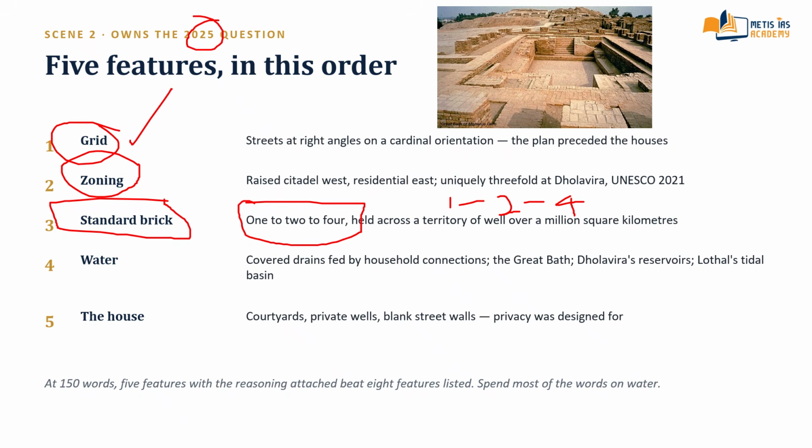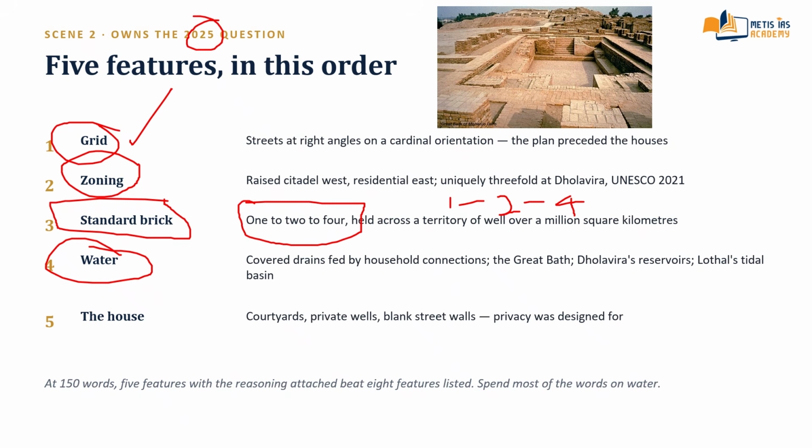Then the fourth one is water and drainage. This is where the answer should spend most of its words, because it is the feature in which the Harappans genuinely led the ancient world. Covered drains ran along the streets, individual houses connected to them, bathrooms in nearly every house, wastewater carried out through a chute into the street drain, soak pits collected solids, inspection openings allowed cleaning, and Mohenjo-daro had hundreds of wells.